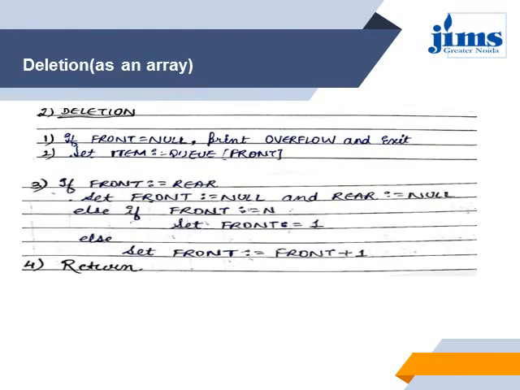So for deletion, I'll check for the underflow condition. If the front is equal to null, then I'll print underflow and exit, and set item equals to queue of front. Then if the front is equal to rear, then I'll set front equals to null and rear equals to null. Otherwise, I will set front equals to front plus 1, and then return.